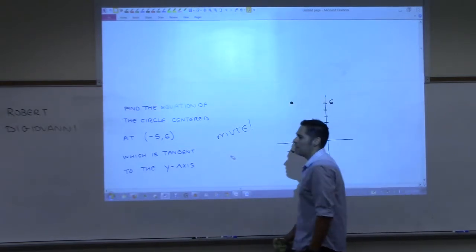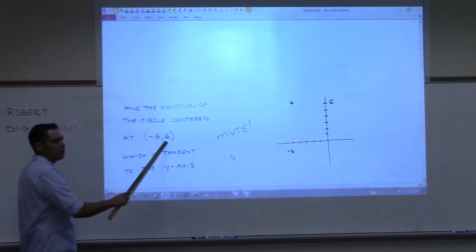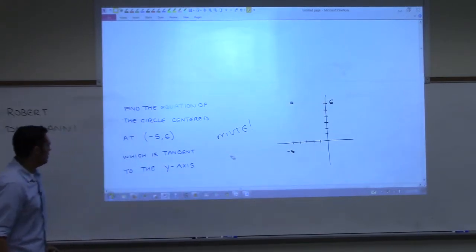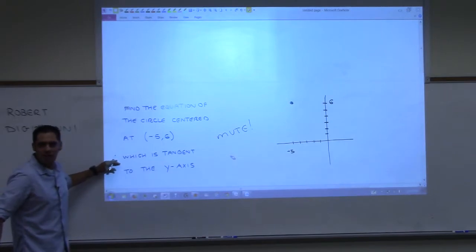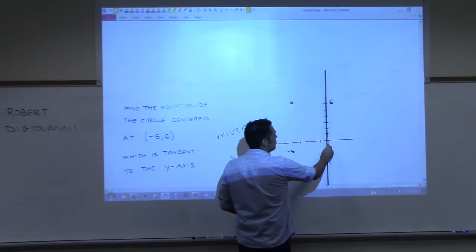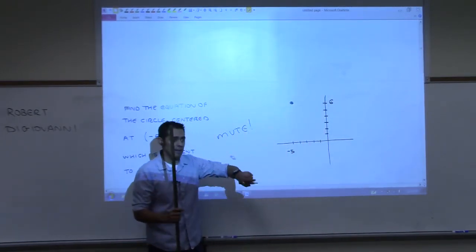Okay, this is what I gave you. You have a circle whose center is the point negative 5, 6. And then I threw one other element in: the circle you have must be tangent to the y-axis. So the y-axis is this vertical axis. My circle that I draw must just touch the y-axis at one point, right?